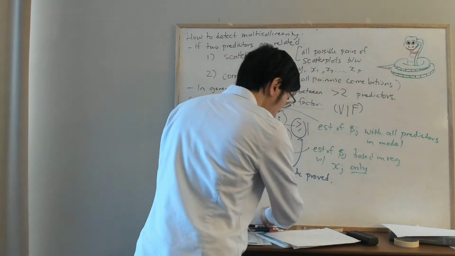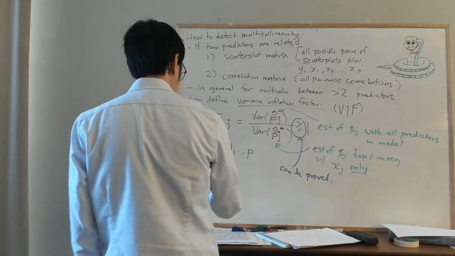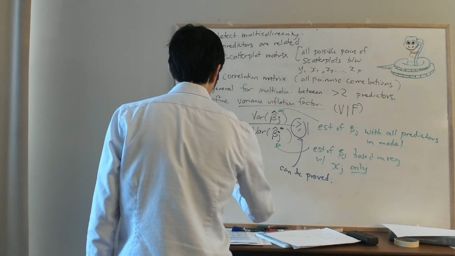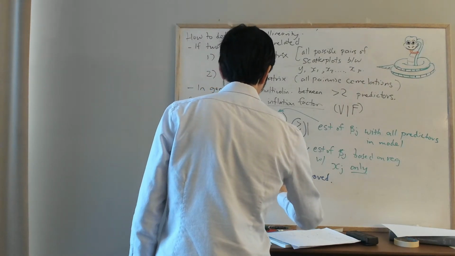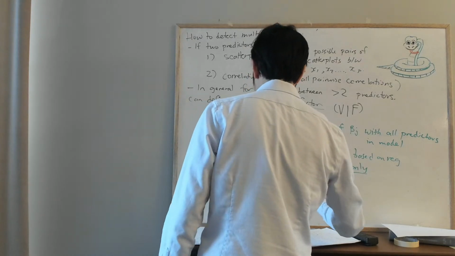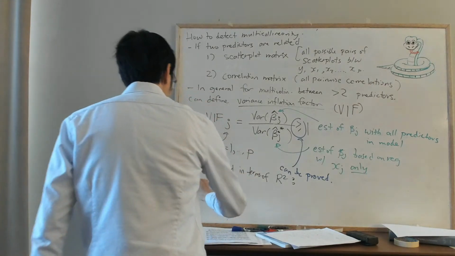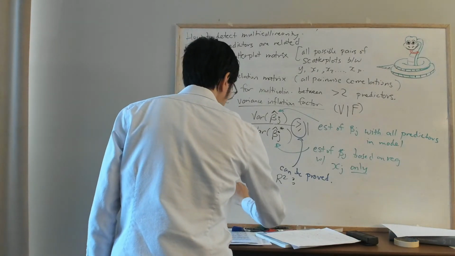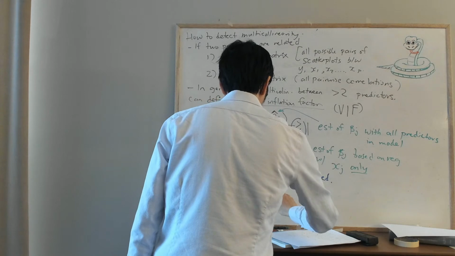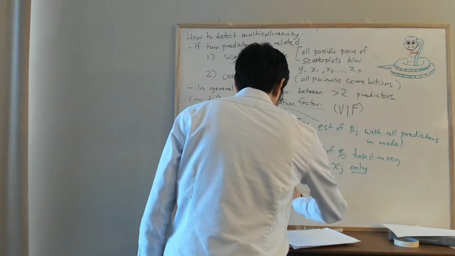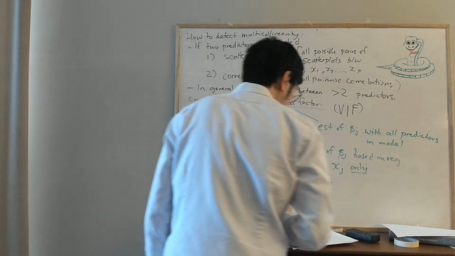Let me explain exactly what I mean by that. This can be viewed in terms of R squared like this. We're going to fit a multiple linear regression where we take one of the predictors, let's call it xj, in terms of the other predictors.